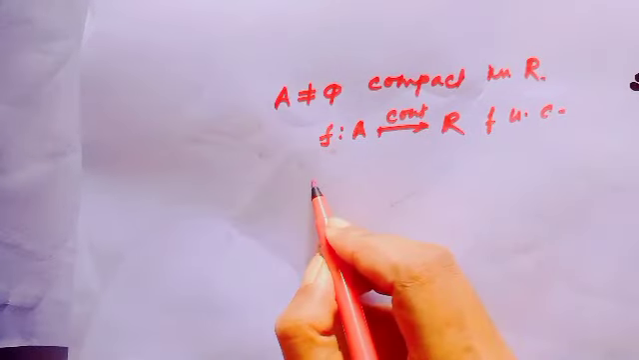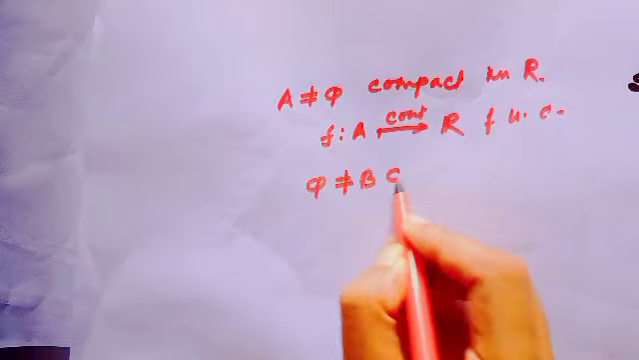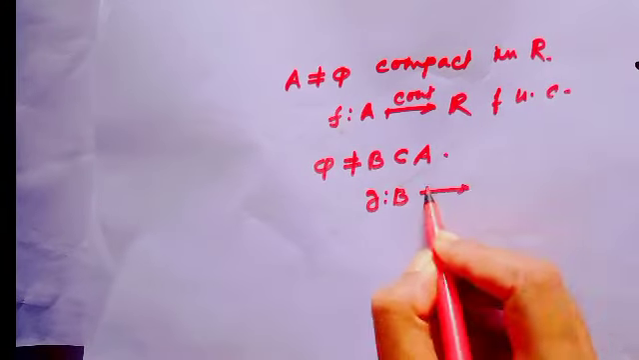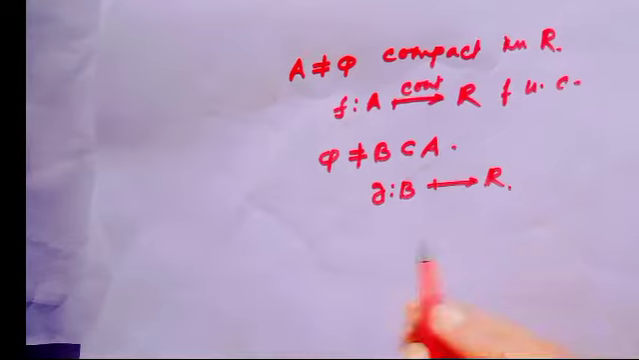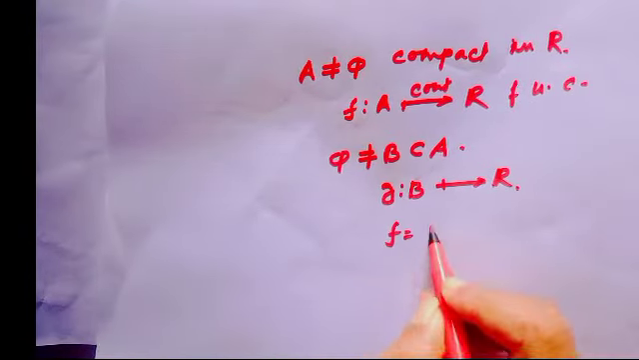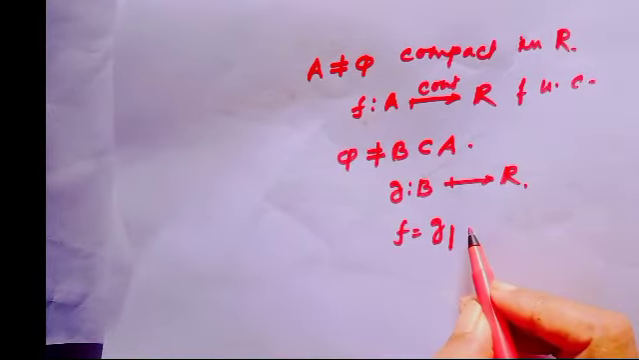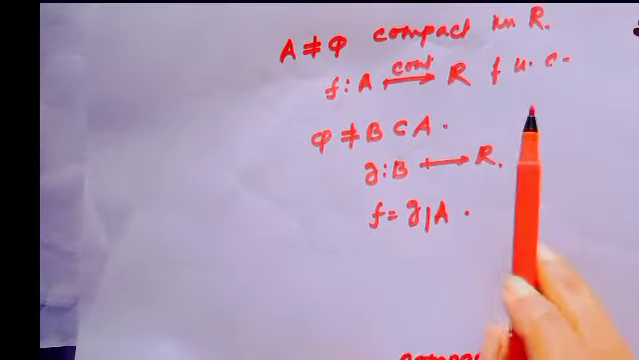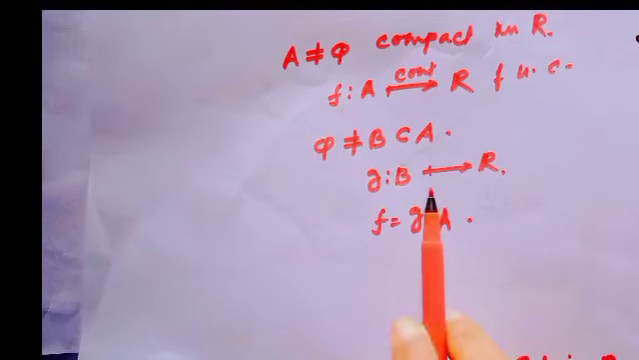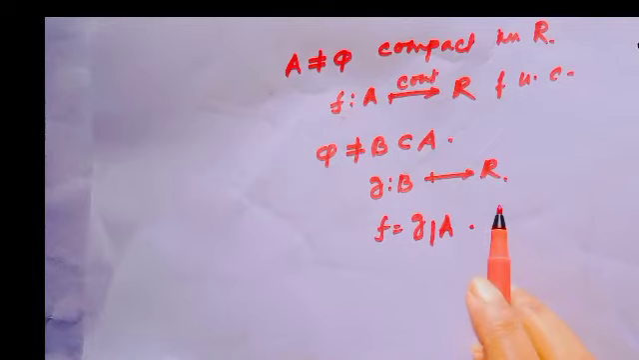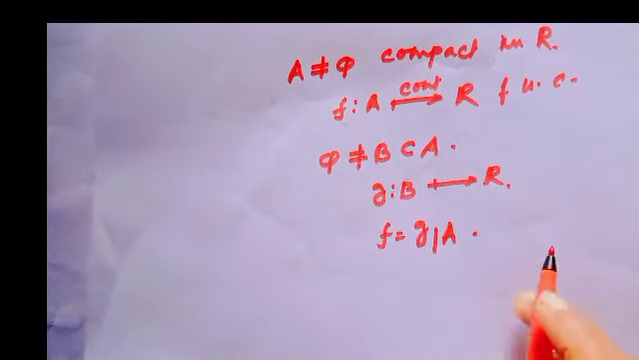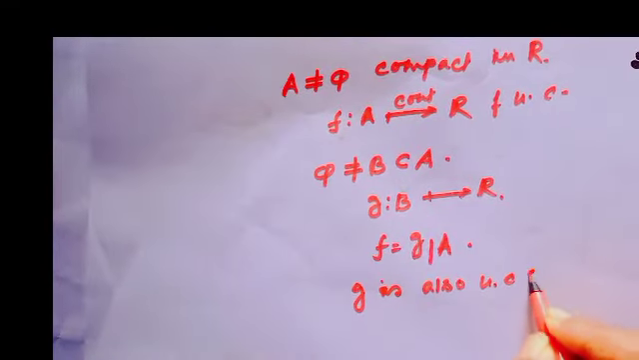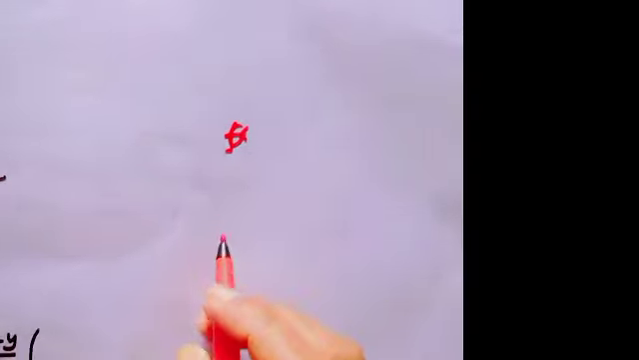Consider a non-empty set B which is a subset of A. Now consider a continuous function G from B to R, actually G equal to F restricted to the set B. Since the function F is uniformly continuous, if the function G is continuous, then we can tell easily G is also uniformly continuous on the set B. Now consider a nice example.